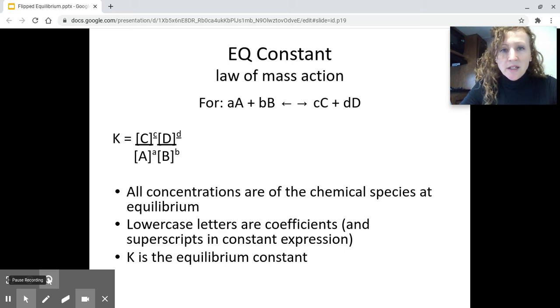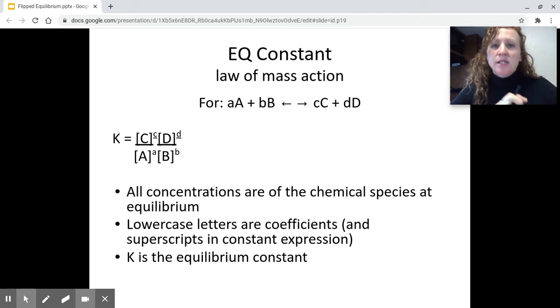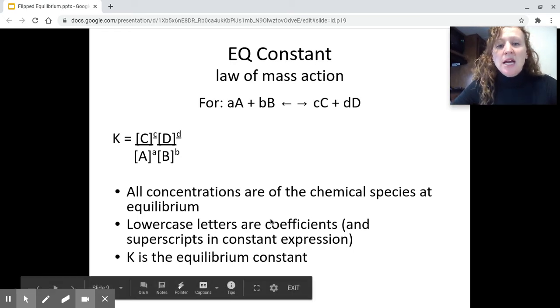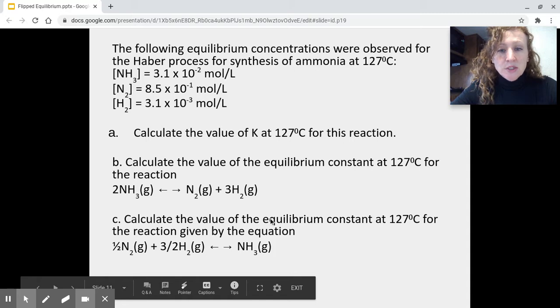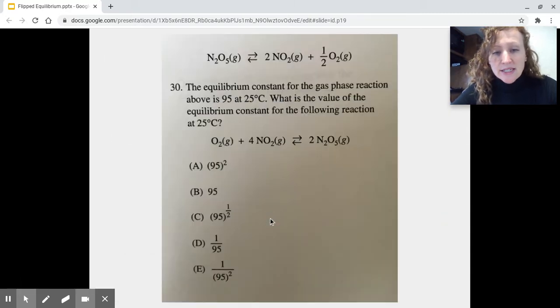Now, when we are in person and we do a little bit of practice together, we're going to look at K from a couple different angles. What does it look like for a forward reaction? Does it look the same or different for a backwards reaction? What if we multiply the reaction? So we're going to manipulate K and look at it a little bit to better understand K and do a little bit of this practice together.